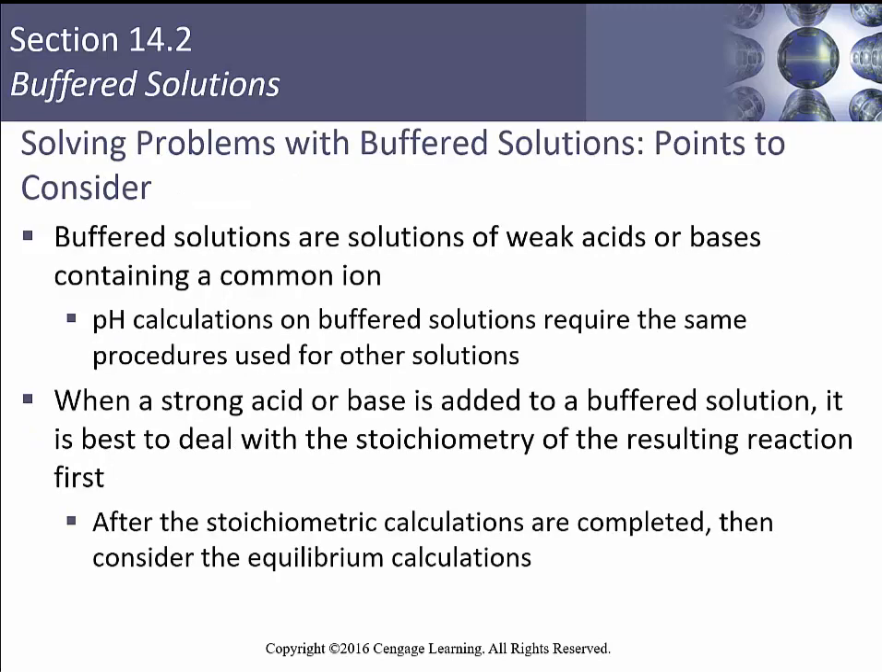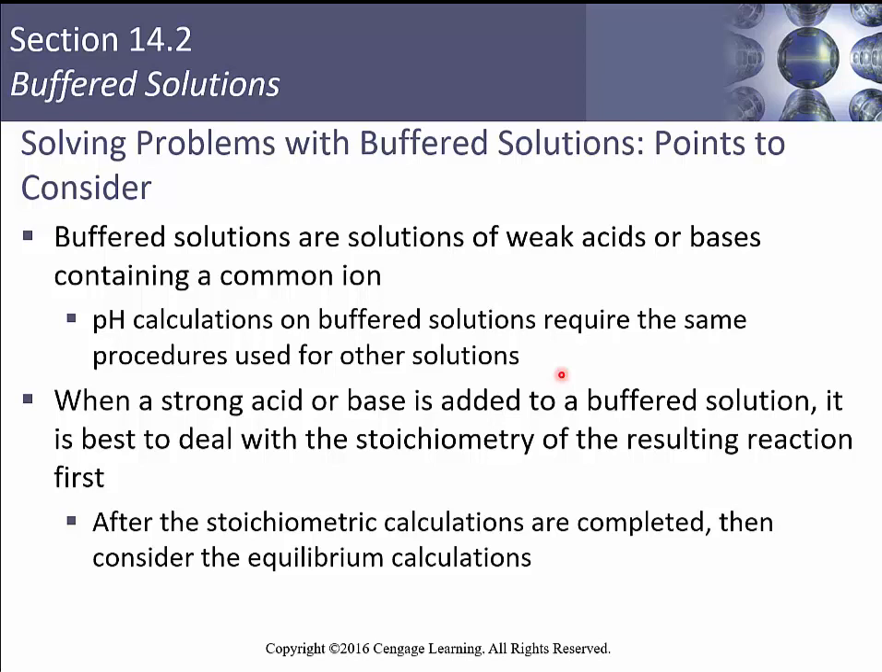Buffer solutions are just solutions of weak acids or bases that contain a common ion. That's why it's got to have that conjugate in there. And pH calculations on buffer solutions require the same procedures used on other solutions. So we can do an ice table with a little bit of stoichiometry and say, here's this common ion, just like we did for the HF and F minus. That solution where we had HF and sodium fluoride together is a buffer. The pH calculations for those we can do just like we did with any ice table before.